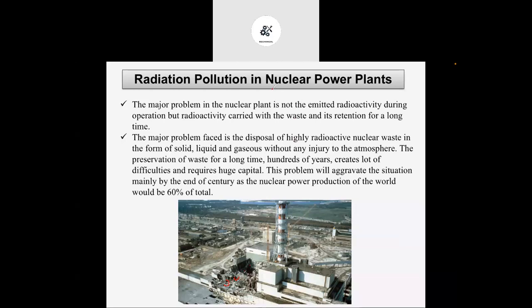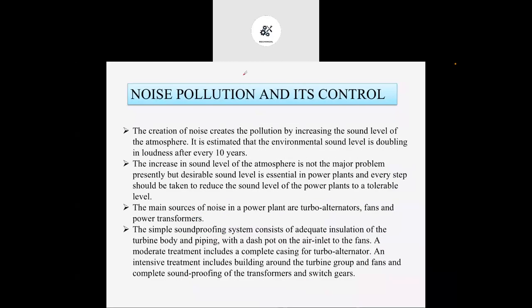Another problem from a nuclear power plant is related to the hot water, because a nuclear power plant is one type of thermal power plant. There also we are using a steam turbine to generate electricity. Now, the water coming out from that power plant after use is also radioactive water, and we cannot directly release it into the atmosphere or an environmental aquatic body. So these are the problems related to the nuclear power plant that we must be concerned about.